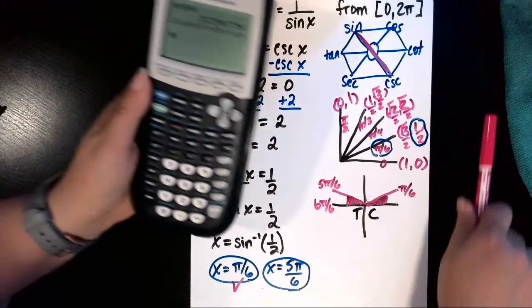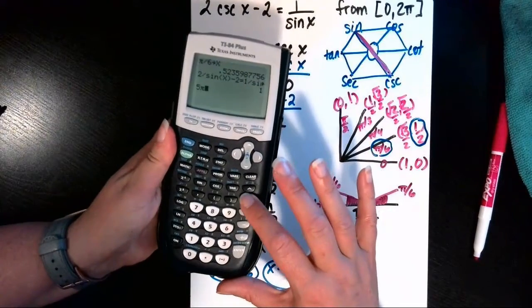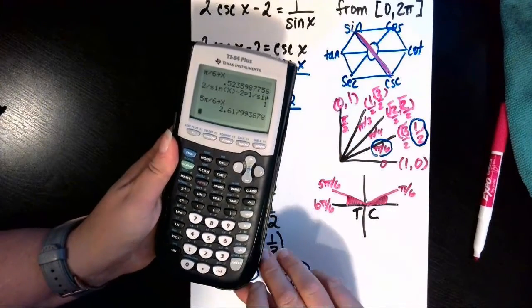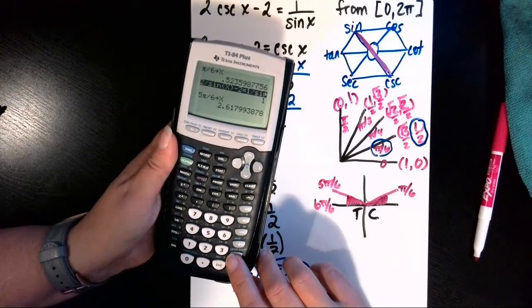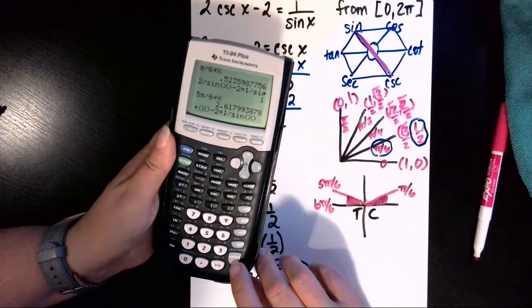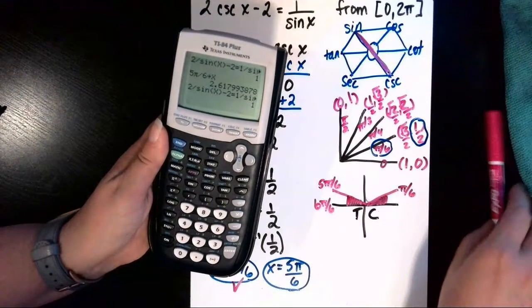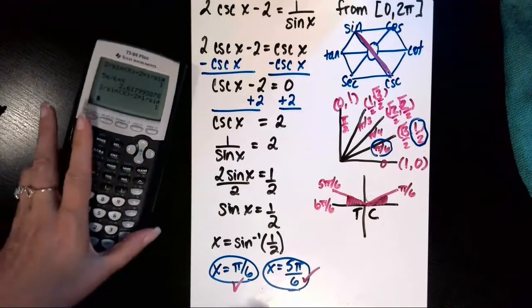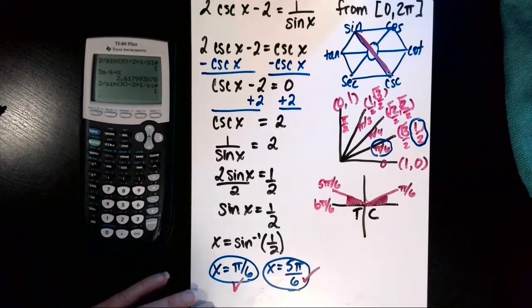Okay, now we're going to check the second solution, which is 5 pi over 6. We're going to store that as the new value of x, and then instead of typing over that equation again, we're just going to arrow up to it, press enter, and the calculator retypes it for us. And again, we got a 1, which means that 5 pi over 6 also checks. And we found all the solutions from 0 to 2 pi for this trig equation.